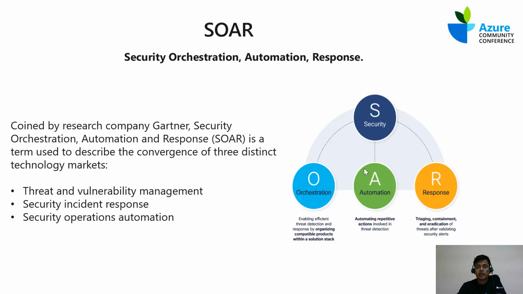After SIEM, the another important concept is SOAR. That's security, orchestration, automation, response. So it's actually a collection of software and tools that allow organizations to streamline security operations in three important key areas. The first is threat and vulnerability management. Second is incident response. Third is security operation automation. So it's about automatic handling of security operations related tasks.